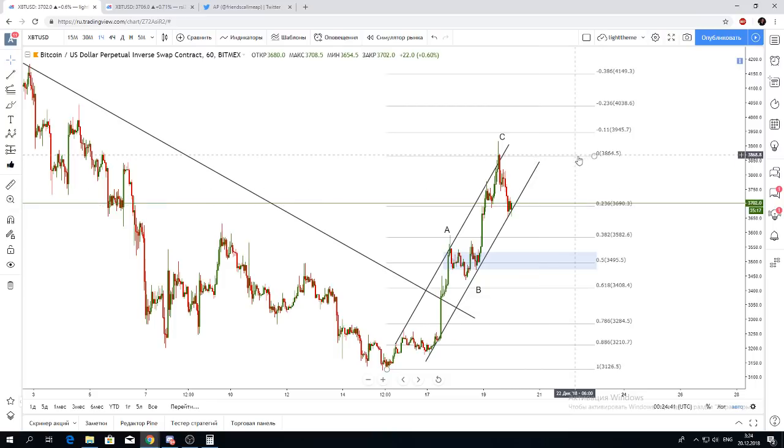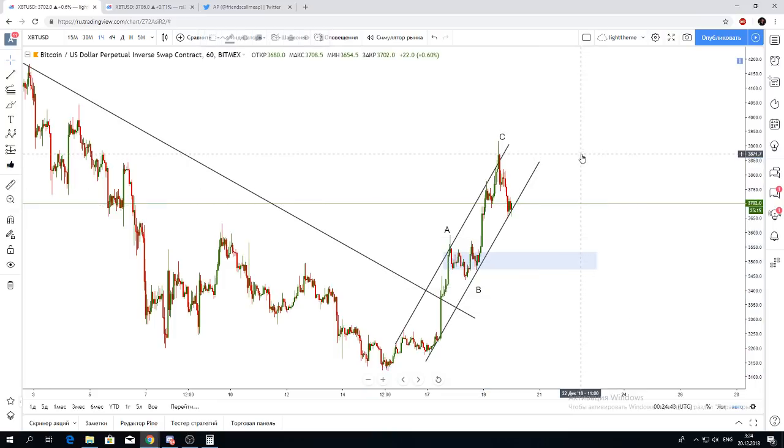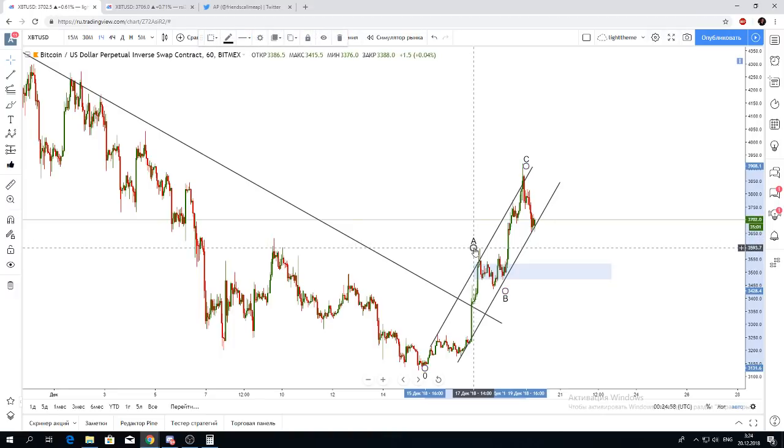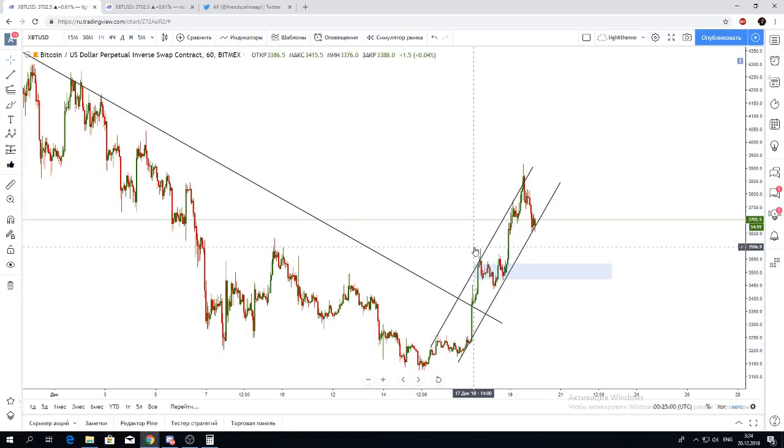Okay, so now that we clarified a few things here. This ascending channel is still not broken. We can still see continuation to the upside. This structure may not be a 5-wave impulse that many people are suggesting.